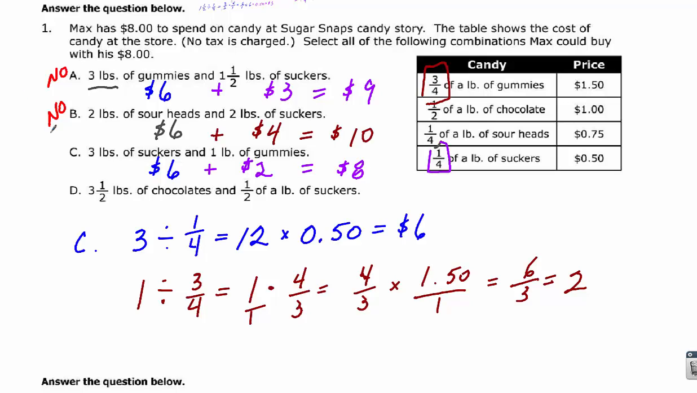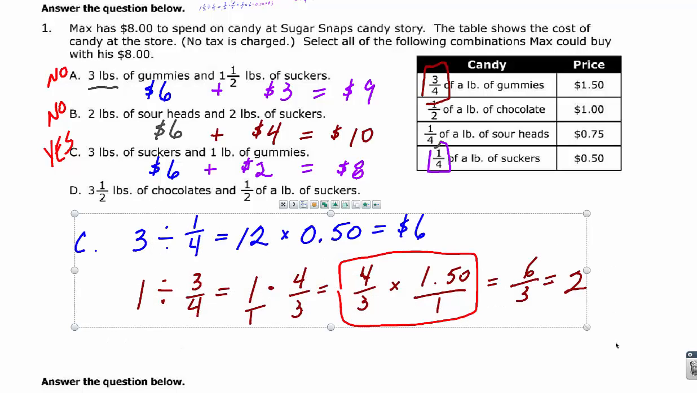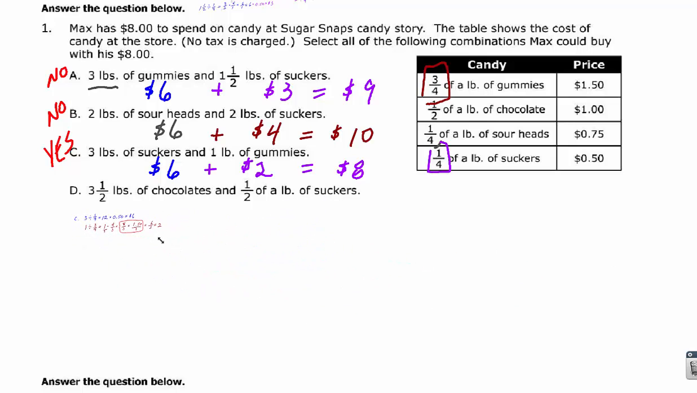And $8 would make this a yes. So that one was a little more challenging because when we got to this part, we were multiplying our price by a fraction amount, but that's all right. You're capable of handling that. Just follow the steps and think about it logically, and you'll do fine with it. All right, let's go ahead and move that out of the way and do our last one.